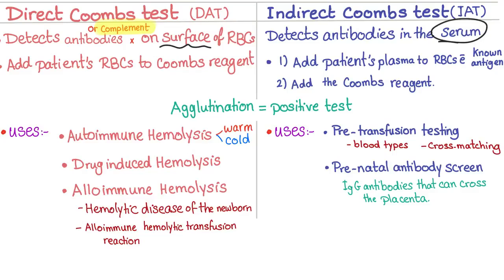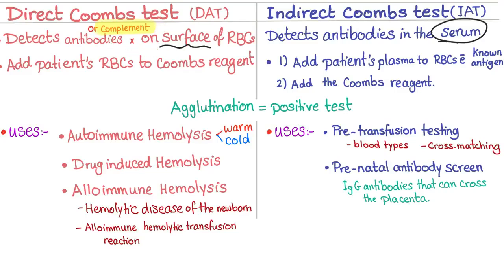Question: can the indirect Coombs test detect complement? The answer is no. Why? Because complement only activates on surfaces of cells. Complement is not activated in the plasma. Complement needs a cell surface to activate. That's why the direct Coombs test will detect the complement.